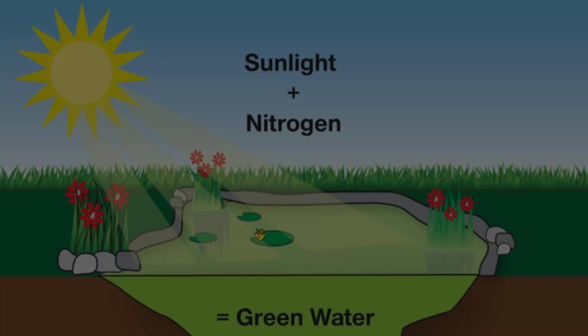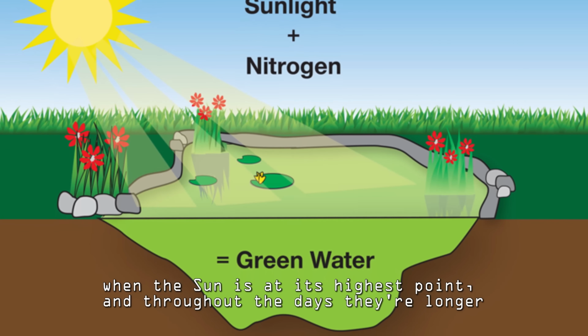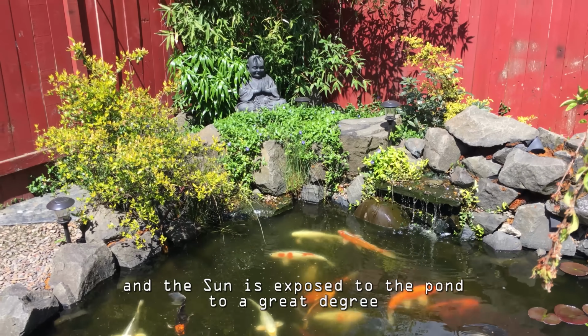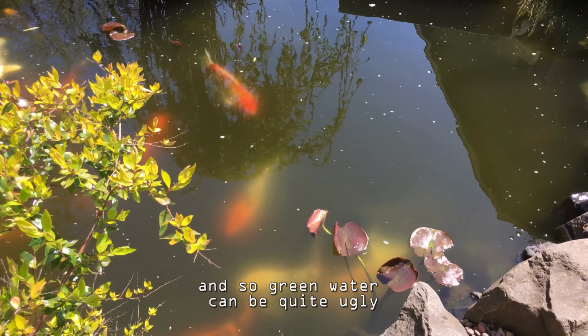This time of year, when the sun is at the highest point and the days are longer, the sun is exposed to the pond to a great degree and for most of the day, so green water can be quite ugly.